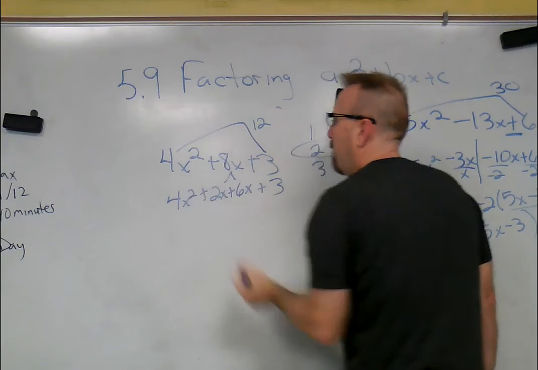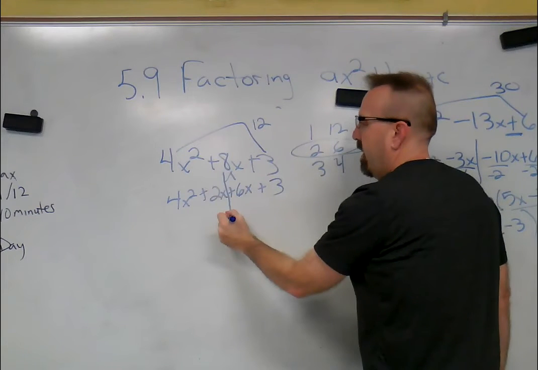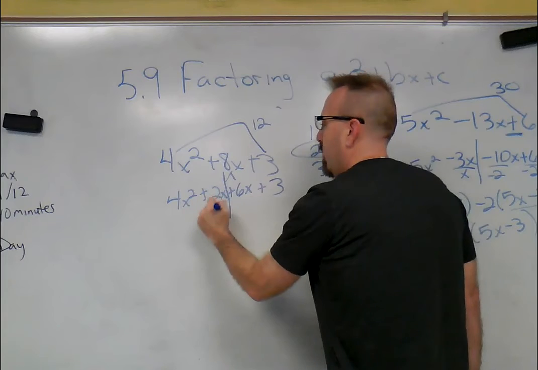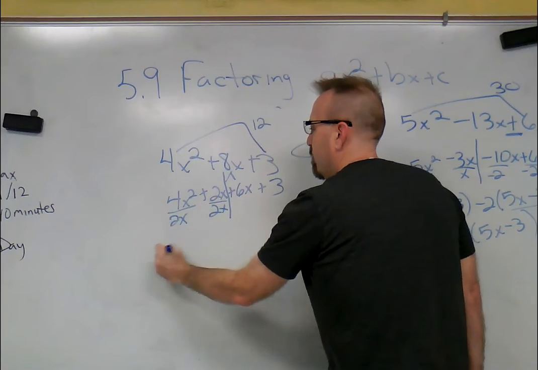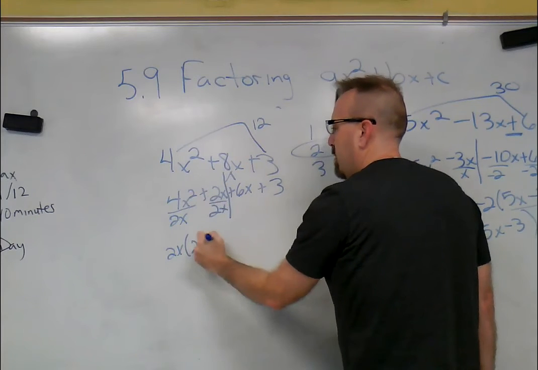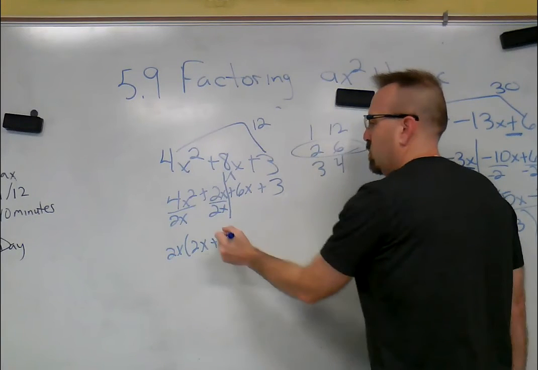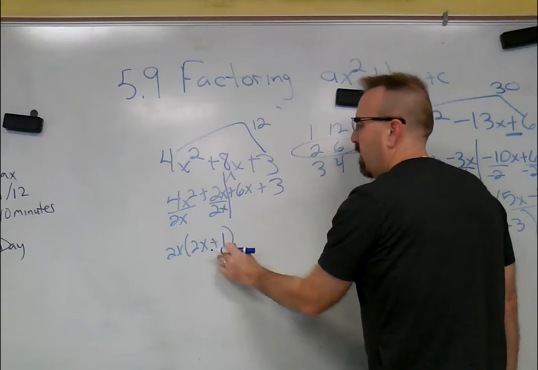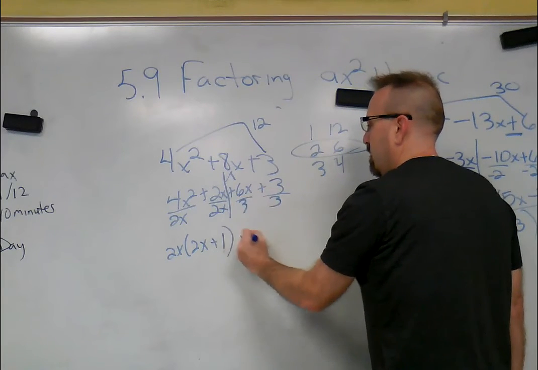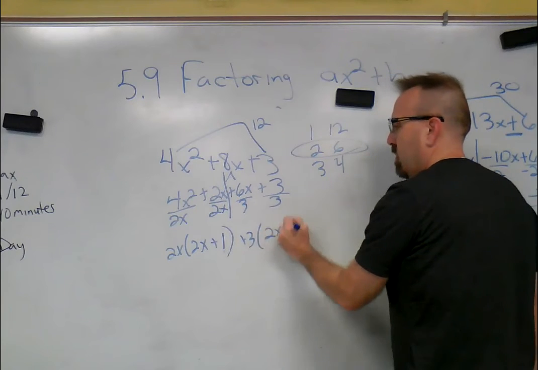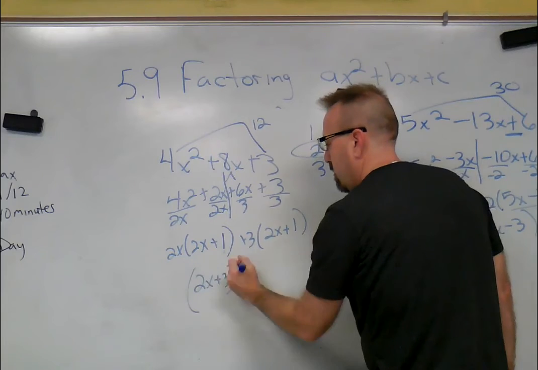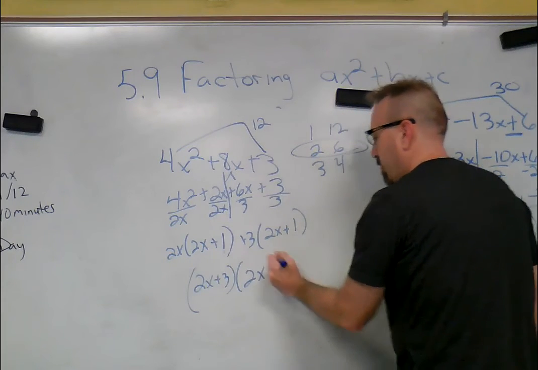Now we have 4 parts, just like yesterday, cut in half. Common in these two, 2x. So that leaves us with 2x. 2x divided by 2x is? Anything divided by itself is 1. Here we divide by 3 on both. 2x plus 1. So one parentheses is 2x plus 3, the other is 2x plus 1.